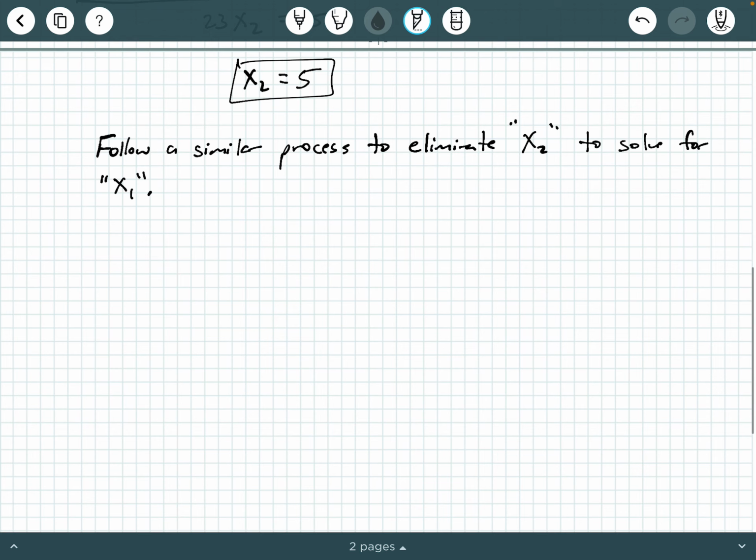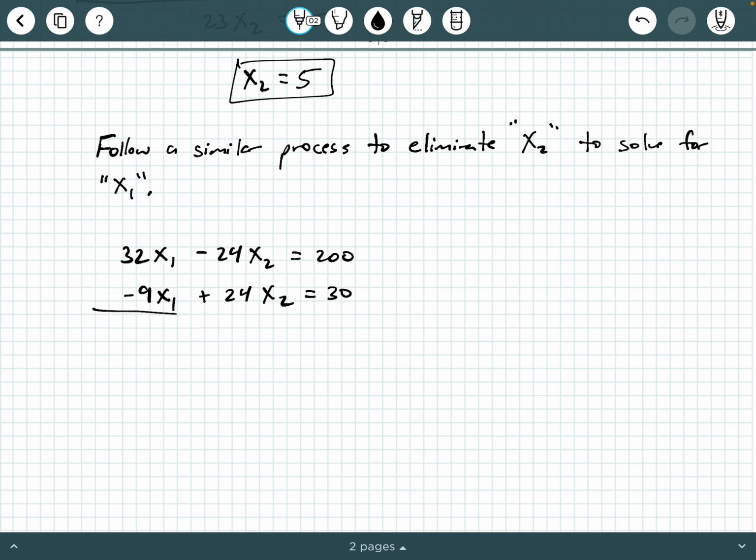So let's do that then, okay? So we'll write that down. We're going to say a new version of equation 1 becomes 32x1 minus 24x2 equals 200. And then a new version of equation 2 becomes negative 9x1 plus 24x2 equals 30. And then we can add these together. And notice the x2 terms end up canceling, and we're left with 23x1 equals 230. And so x1 equals 10.